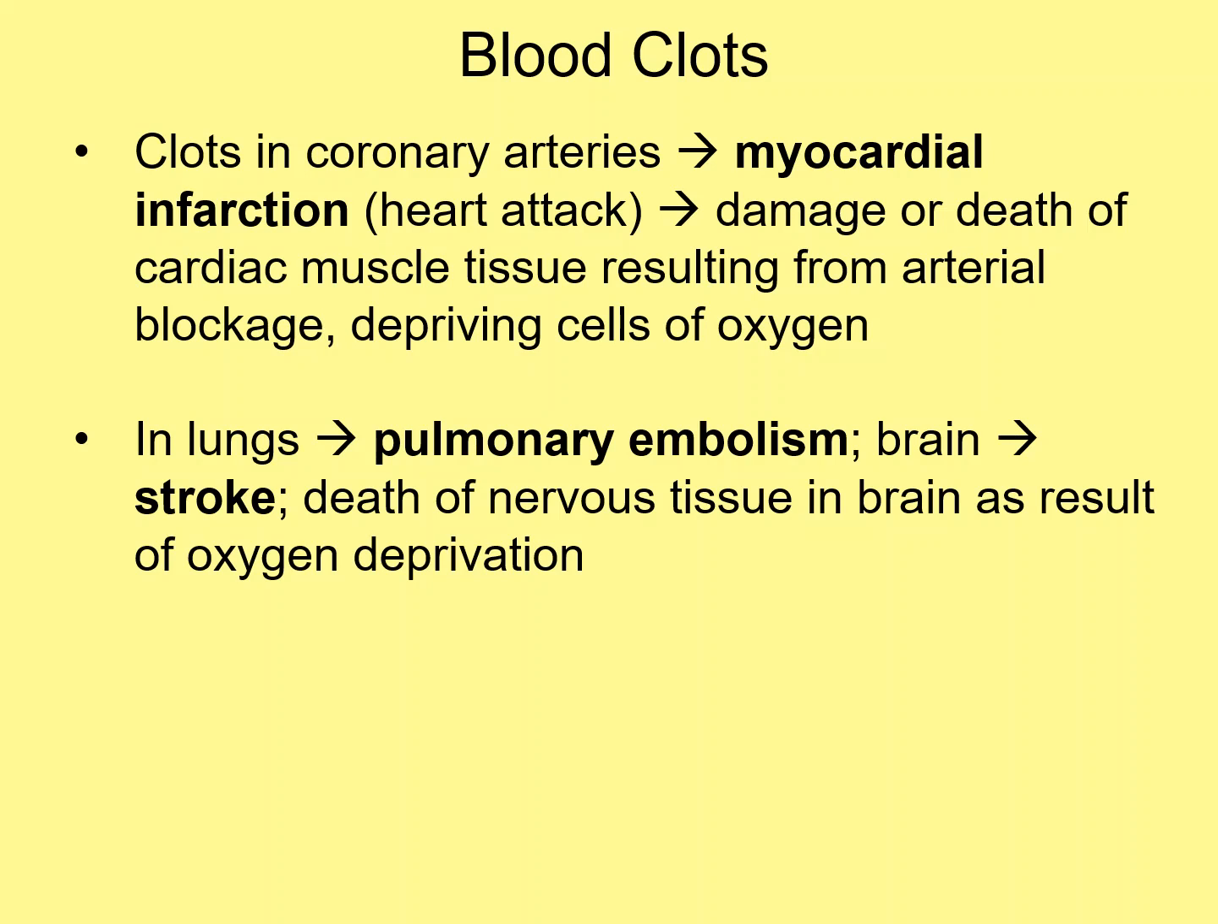And of course, if a blood clot occurs in your brain, anywhere in the blood vessels in your brain, we refer to that as a stroke. So again, you're cutting off oxygen supply and nutrient supply to the cells in your brain. Nerve cells in particular are very greedy for glucose and other nutrients, and of course oxygen.